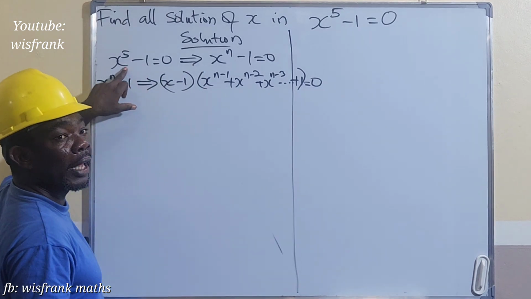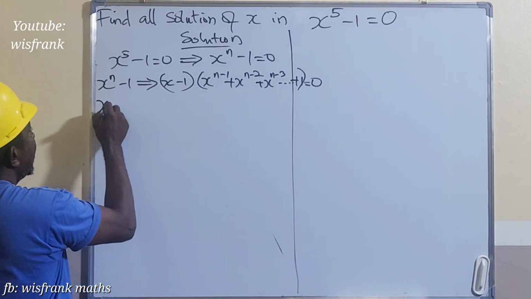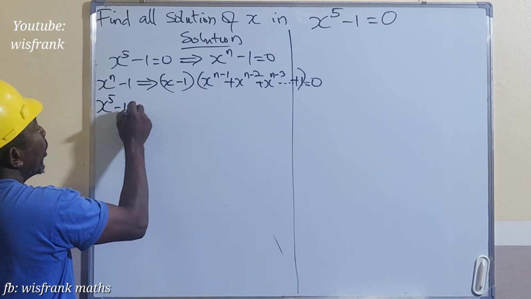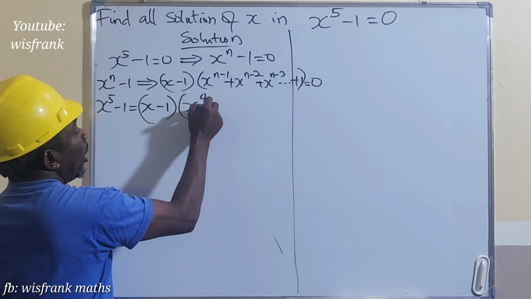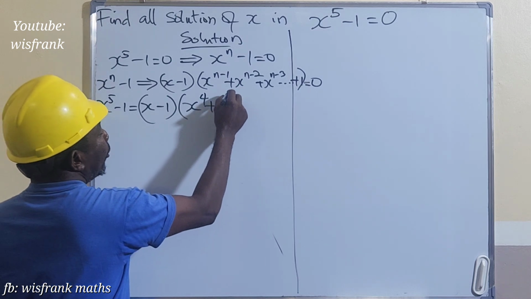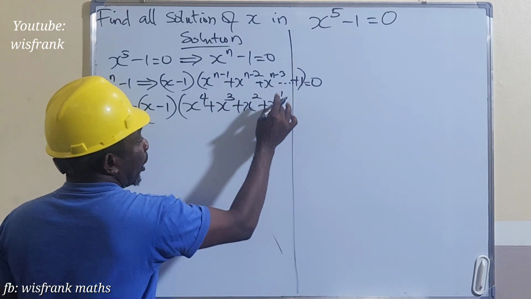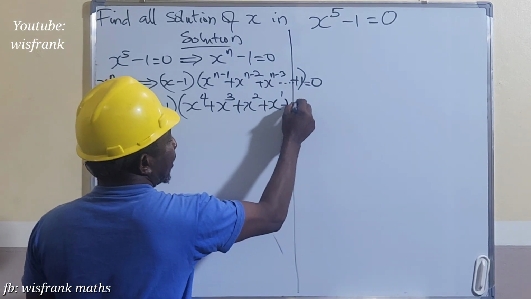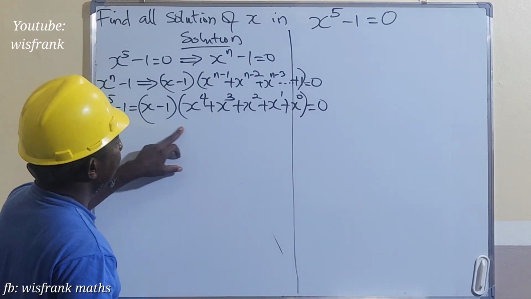So we have the same thing here, x to the power of 5 minus 1. This will give us x minus 1 into x to the power of 4 plus x to the power of 3 plus x to the power of 2 plus x to the power of 1 plus x to the power of 0, all equals 0. So this is what we have.